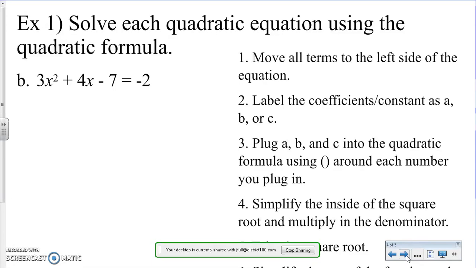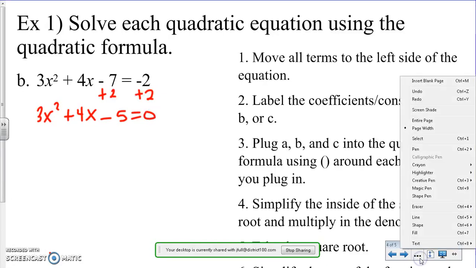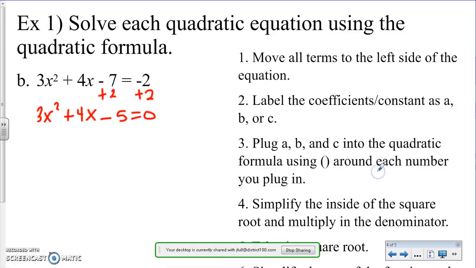Okay, move all the terms to the left side. So notice in this one, I have a negative 2 on the right. I'm going to go ahead and do plus 2 on both sides. So I'm left with 3x squared plus 4x minus 5 equals 0. Once I've done that, I'm going to label my a, b, and c. So a is 3, b is 4, c is negative 5. We're going to plug those into our quadratic formula.